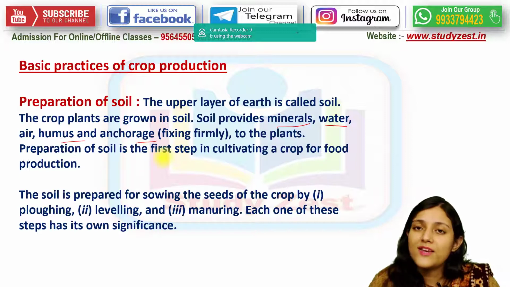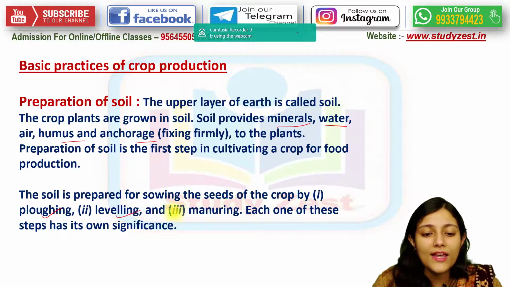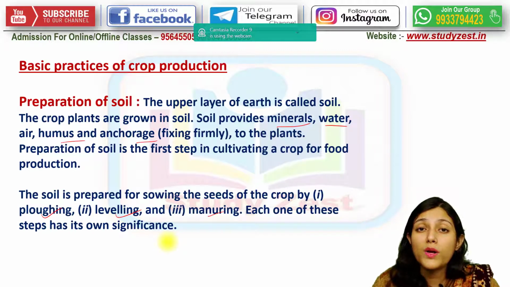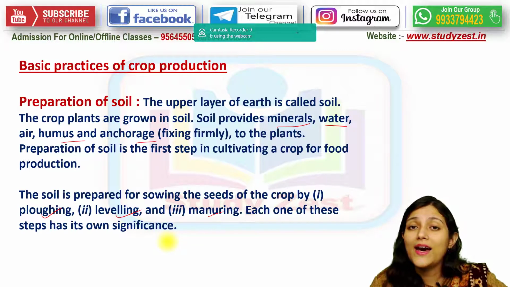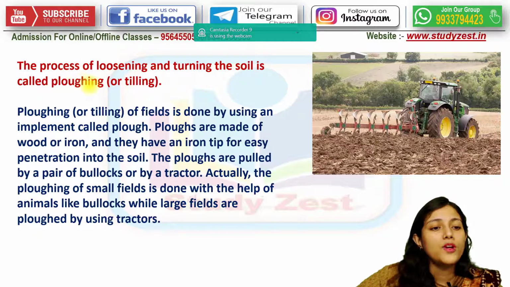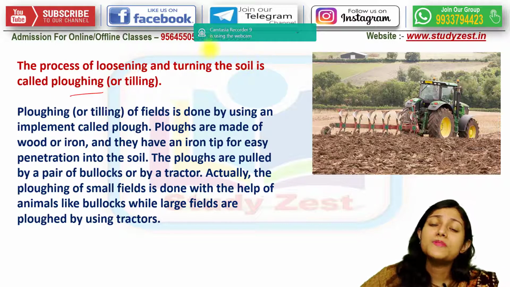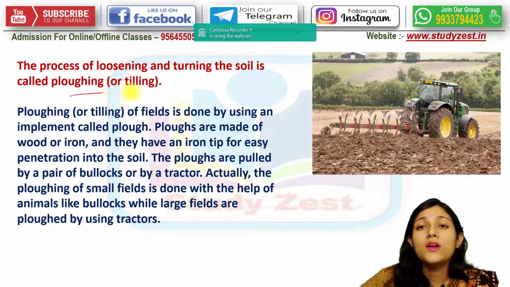Now this is the first step for cultivation, and for this ploughing is needed, then leveling, manuring. These are very important things. Regarding manuring, we had a brief idea of how it helps to prepare the soil. Now what is ploughing? The process of loosening and turning the soil upside down is called ploughing or tilling.